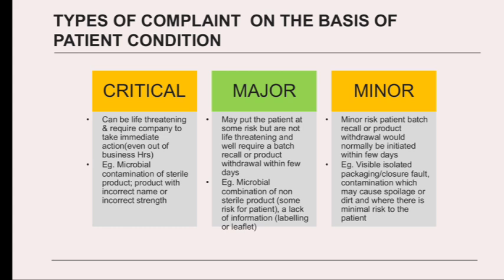Further, the types of complaint on the basis of patient condition. It is mainly of 3 types: critical, major and minor. Critical complaints can be life-threatening and require the company to take immediate action. Examples are microbial contamination of a sterile product, or a product with incorrect name or incorrect strength. These come under critical conditions.